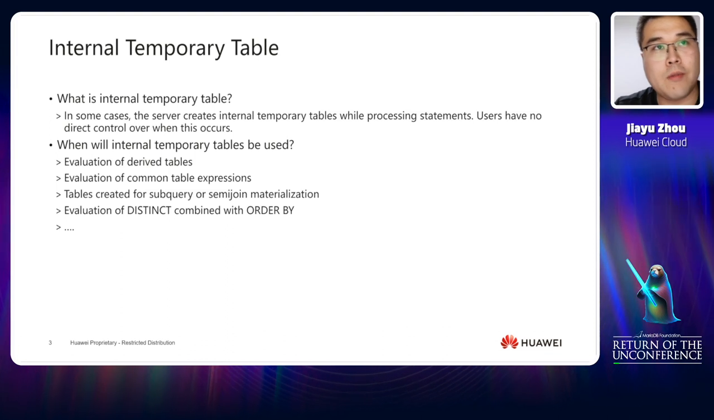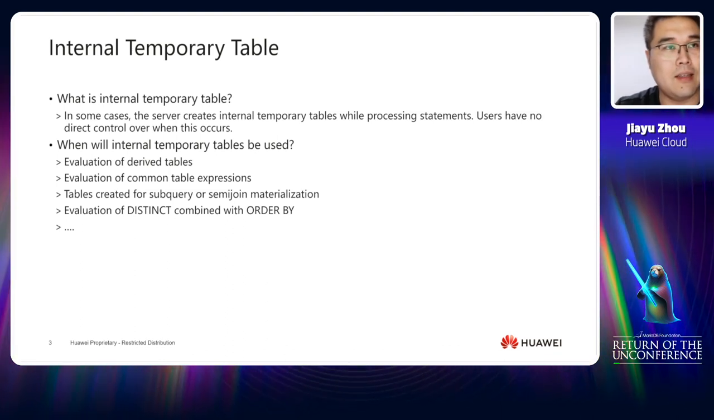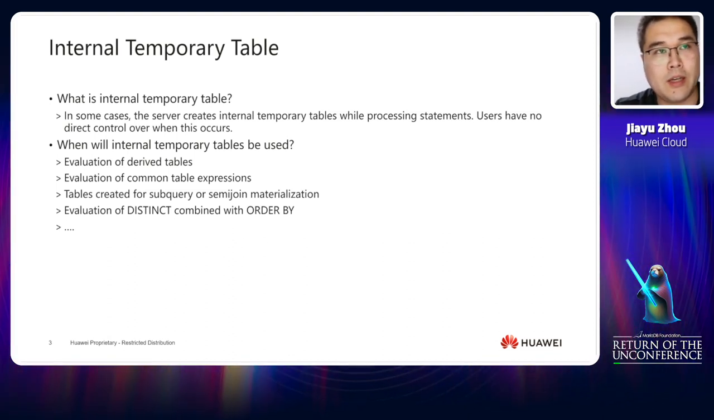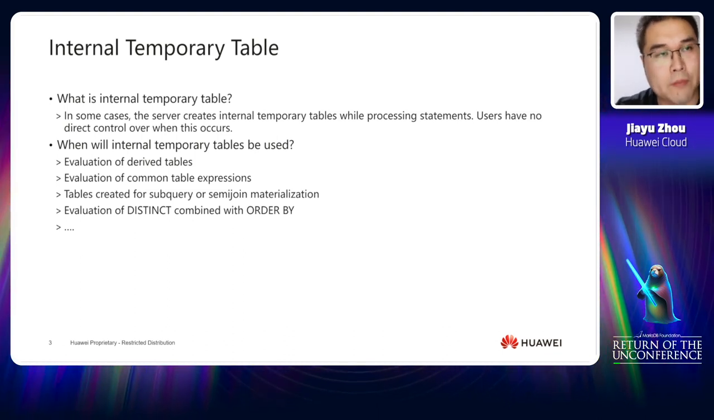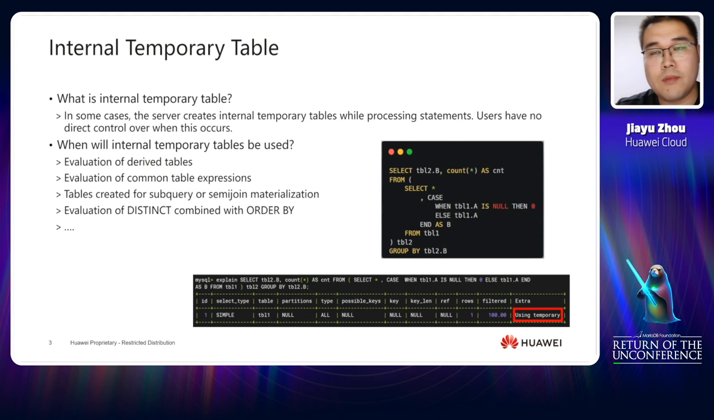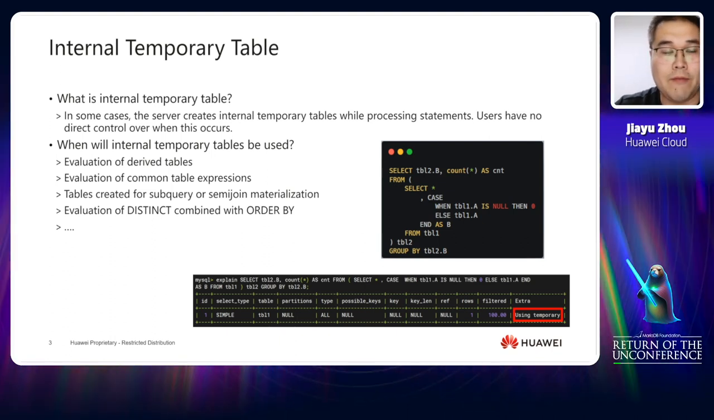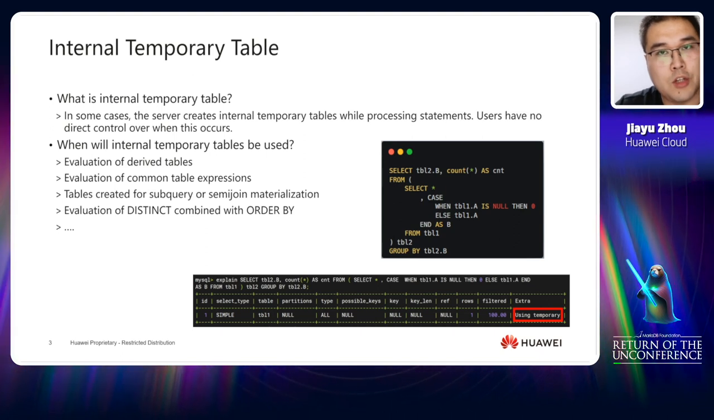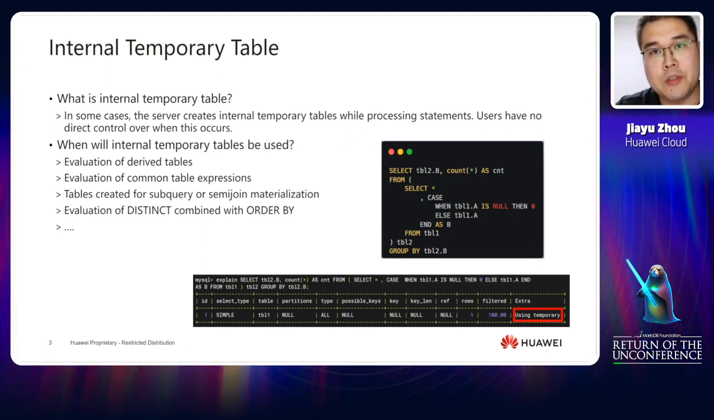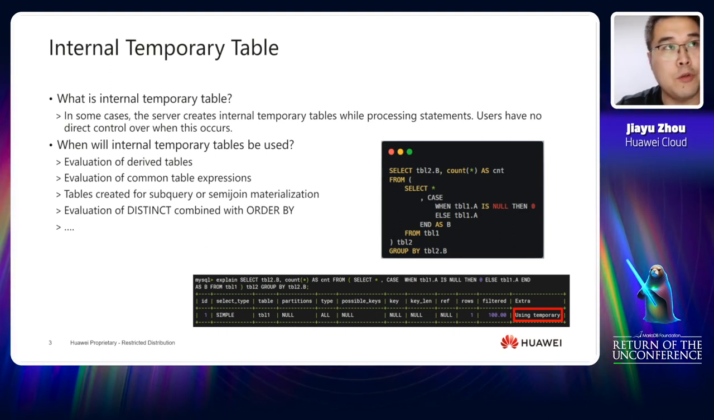When will internal temporary tables be used? There are many cases, such as derived tables, common table expressions, also known as CTE, and in some cases, subquery and semi-join materialization will use internal temporary tables, and distinct statement combined with order by will use the internal temporary tables. And in this example, it's a nested select SQL statement, and we can use explain statement to show its execution plan, and we can see the extra field there is using temporary, which means this SQL will use the internal temporary table.